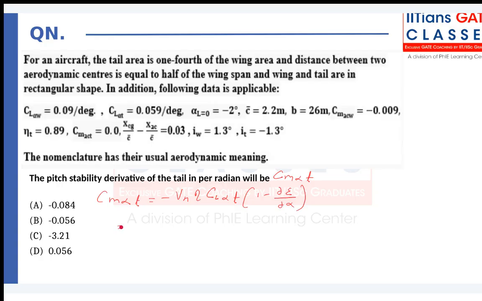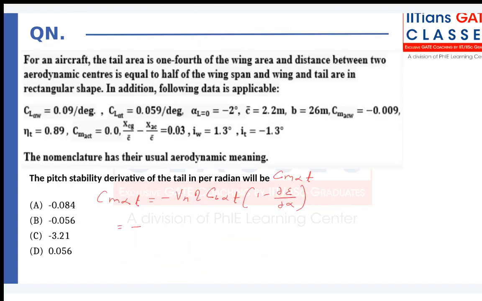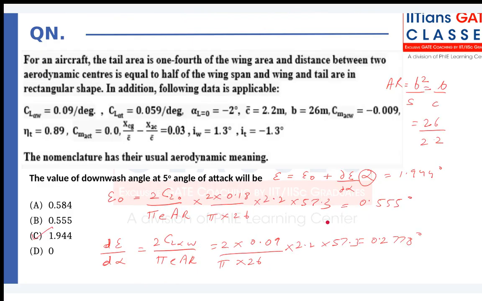VH we have just calculated, 1.469, so 1.47, let's just take it. Eta tail is 0.89. CL alpha tail is 0.059. We'll convert it last into per radians. You can do whatever is comfortable for you, I'm just doing it this way. And 1 minus, what was the slope? 0.277.